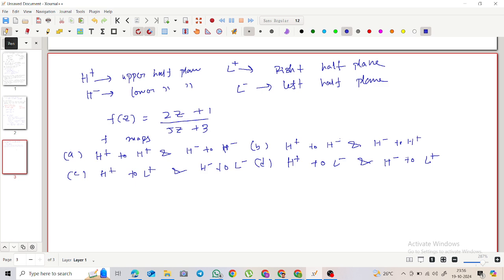Option A. Why? If I take a as 2 and b as 1 and c as 5, d as 3, then first of all, AD minus BC we note is 1. Okay, very good. She says this is A, B, C, D, right? So AD minus BC is 1. Sorry, BC is 1.